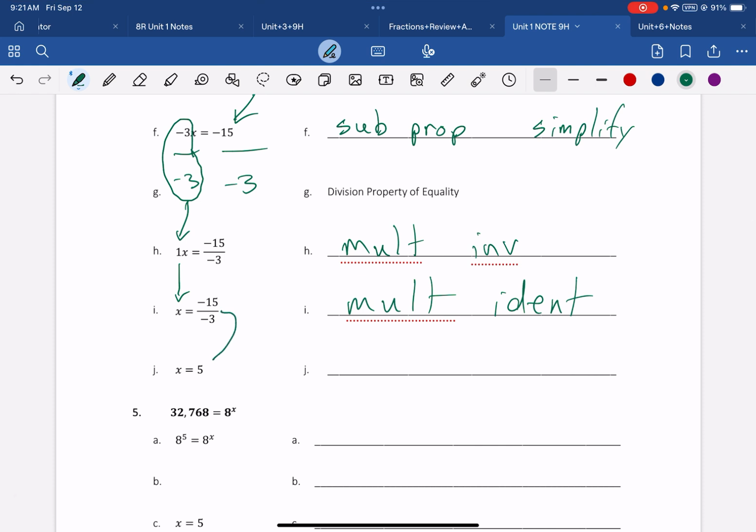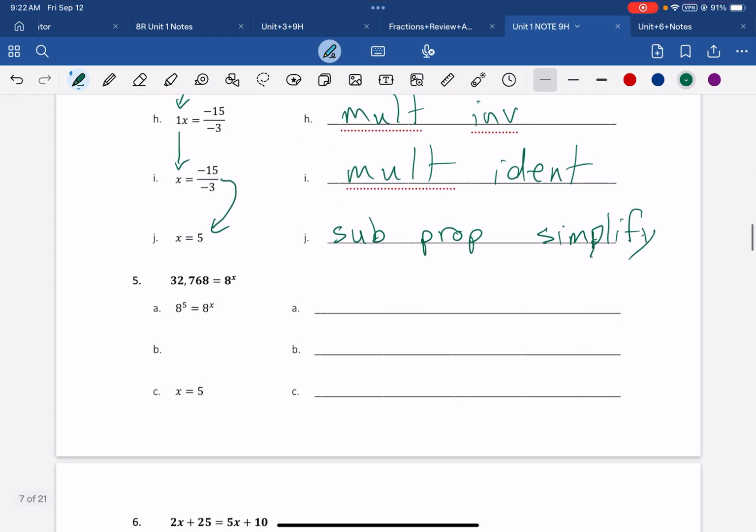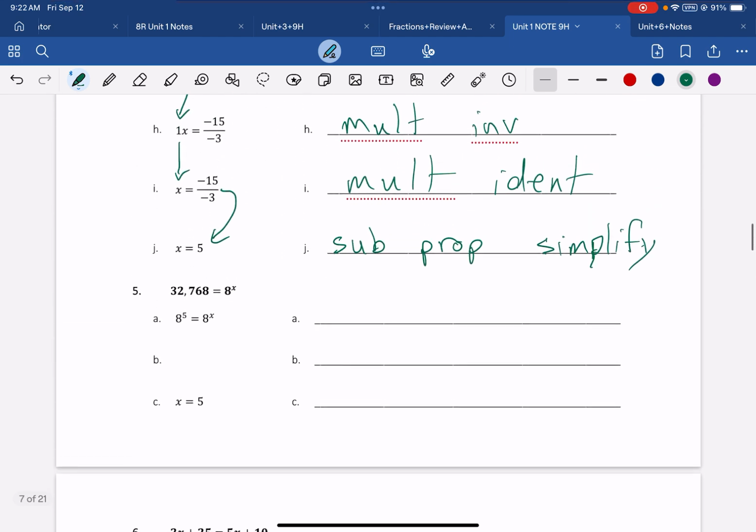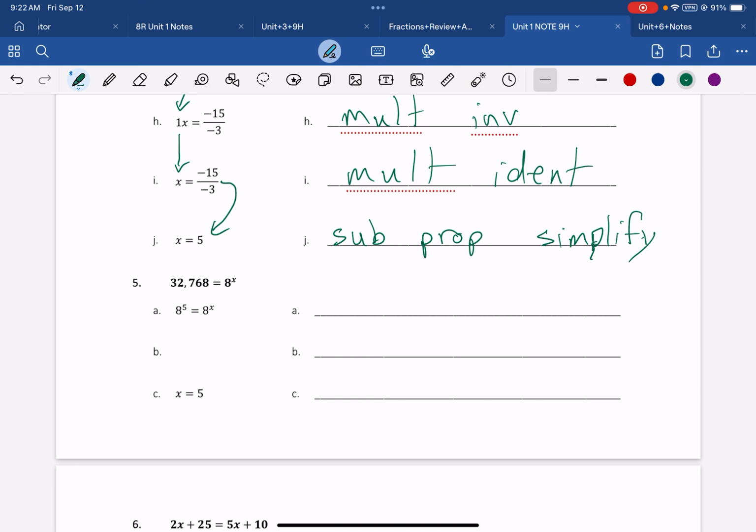Okay, when you do this, that is substitution property. Or you can write simplify, whichever one fits you. They're both true. Simplify, there we go. All right, last example, right? Oh, we still have more? Ooh, long notes.